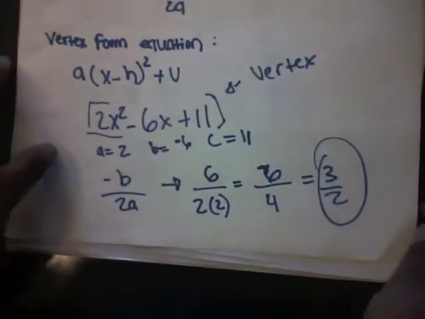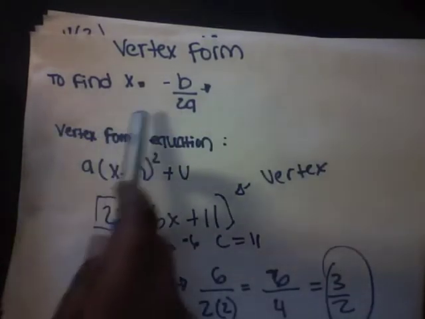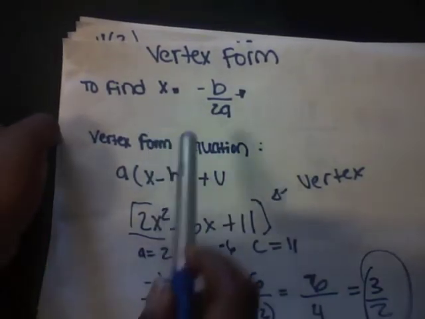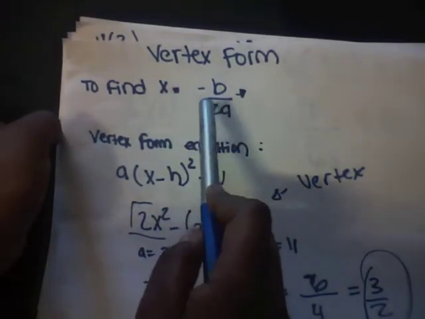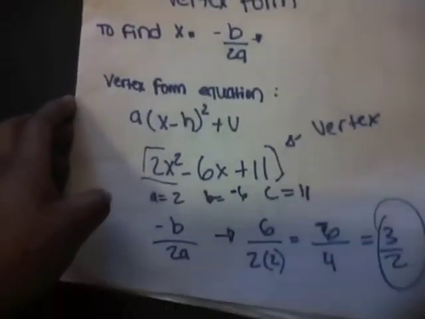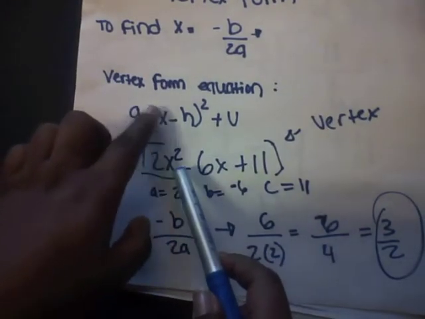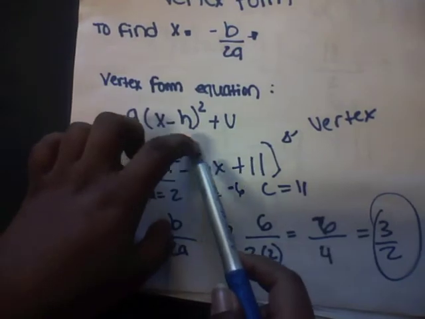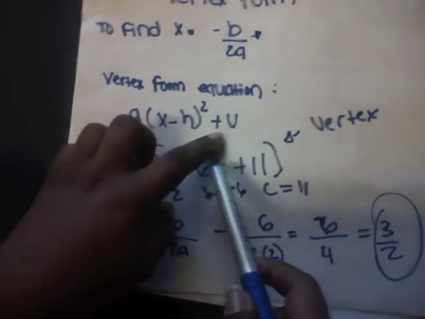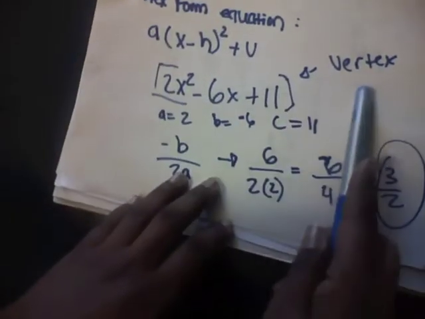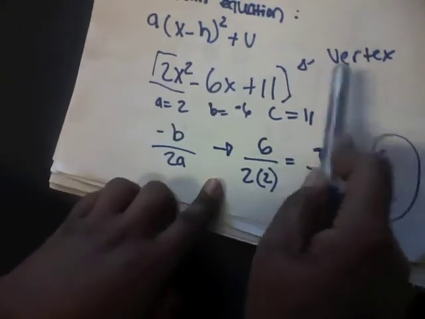So for now, we're going to do vertex form. To find the x of the vertex, x equals negative b over 2 times a. And the vertex form is a times parentheses x minus h parentheses squared plus k. And we need to find the vertex of this equation.